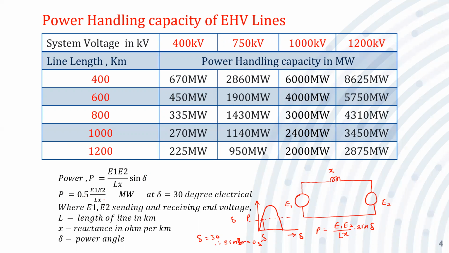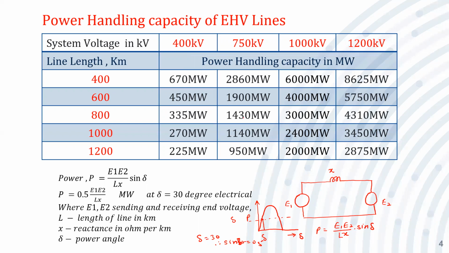So as per the data of the reactance per kilometer for 400 kV transmission line, 750 kV and so on, and the length of the line, the active power handling capacity of the transmission line has been calculated. Say for a 400 kV transmission line of 400 kilometers, it can transmit up to 670 megawatt.